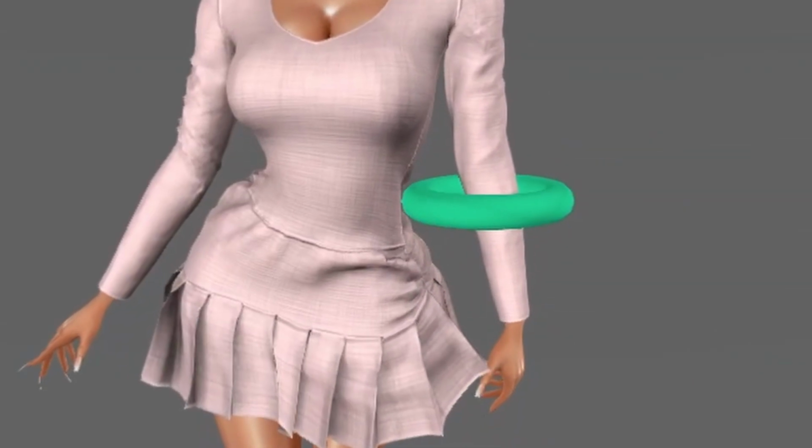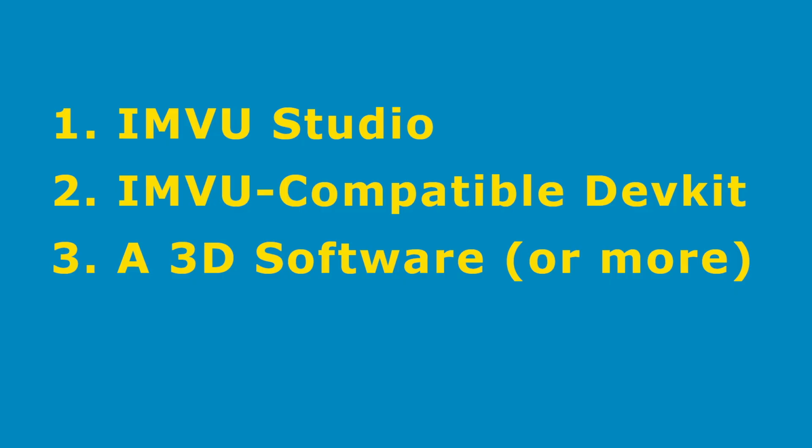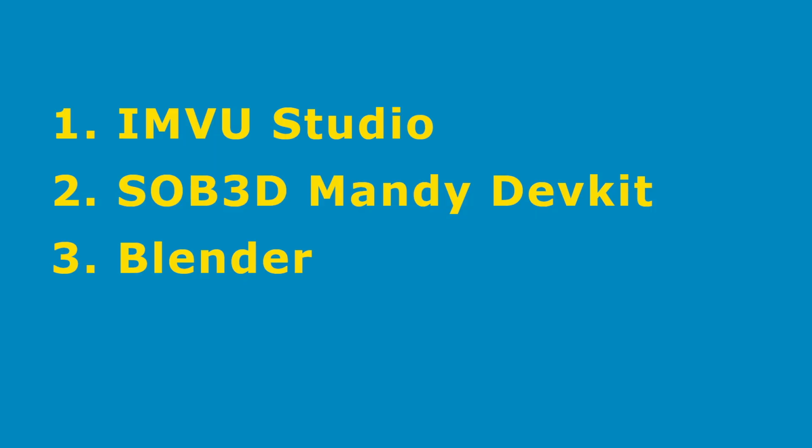This is how to make avatar attachments for IMVU. You will need IMVU Studio, an IMVU attachment compatible Devkit, and either one or a combination of 3D software capable of handling modeling, rigging, material assignments, UV map editing, and texturing with support for either FBX or IMVU Cal 3D export. For this tutorial, we will use IMVU Studio, the SOB 3D Mandy Devkit linked in this video's description as our Devkit, and Blender 5.0 as our 3D software.